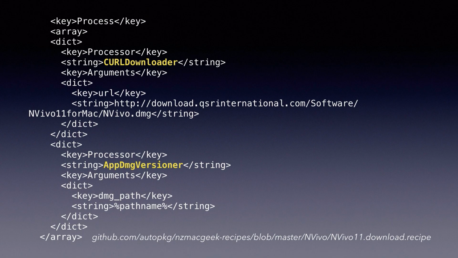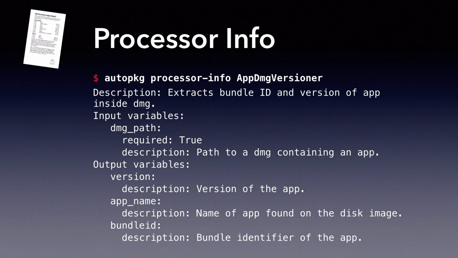The other step that they've put in here is AppDMG versioner. What's that? How do we find out? Because the URL downloader is pretty straightforward. Well, there's a command in AutoPkg called processor info, and I mentioned that up top, where you can just type that in and type in the processor name. Sadly, it has to be exact, but you can list the processors and just copy and paste if you like. And this is what it describes.